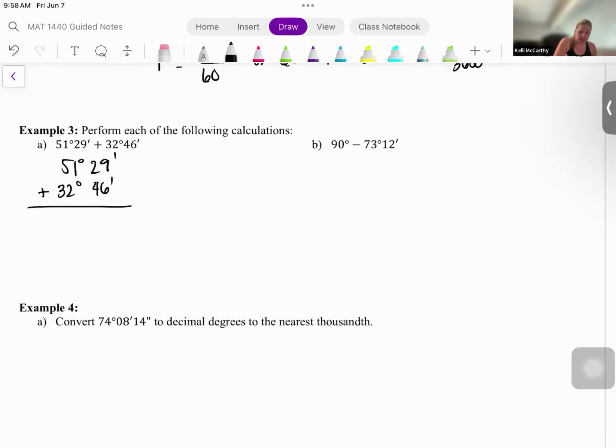So I'm going to combine my minutes, combine my degrees. 29 minutes plus 46 minutes is 75 minutes. 51 degrees plus 32 degrees is 83 degrees. Now, 75 minutes, if we think about this, that's more than an hour, I'm going to use the idea of an hour, but more than 1 degree. So we can simplify this.